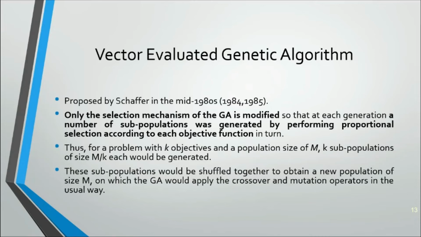So that is the condition. We generate a number of subpopulations, and the number is dependent on the number of different objective functions. And then all these subpopulations are merged together or shuffled together, and then the usual crossover and mutation operators are employed.